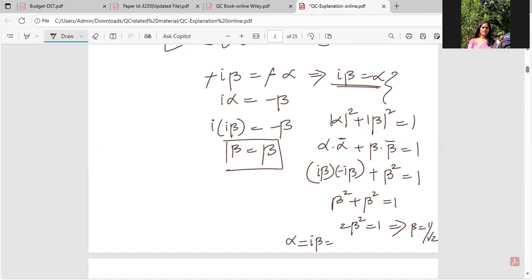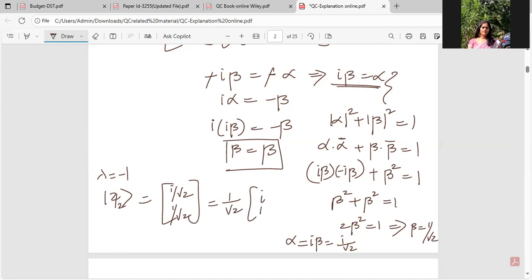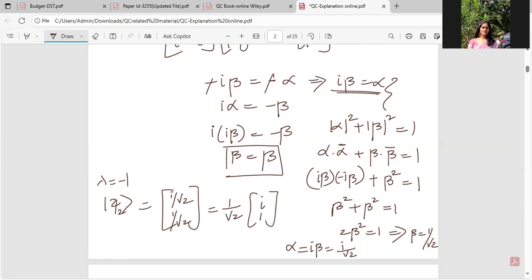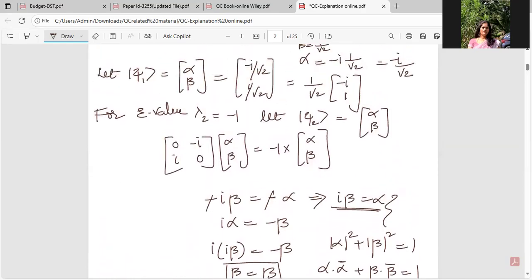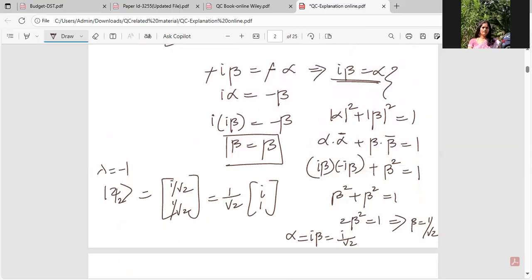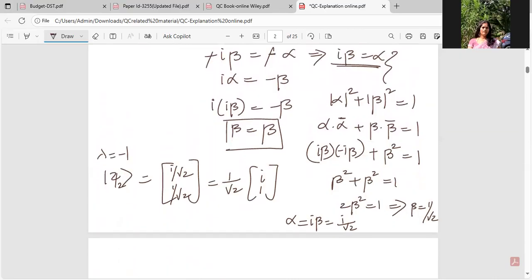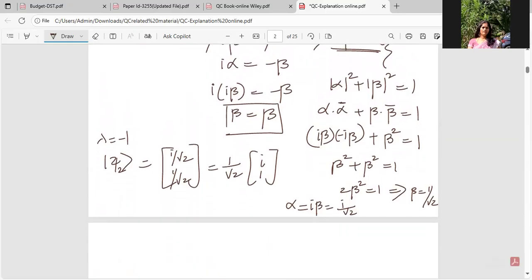I beta, which is equal to i by root 2. Hence, ket xi2, the second eigenvector for lambda equal to minus 1, would be alpha is what? i by root 2. Beta is what? Beta is 1 by root 2. Hence, if I take 1 by root 2 common, I will have i and 1. Okay, I can see the other eigenvector as well. This is how I'll be finding the eigenvalues and eigenvectors for any gate. Of course, where and how we'll be using them, let us see in the next concepts.